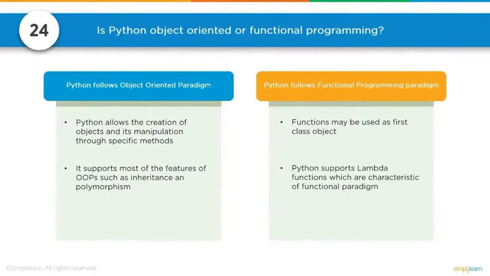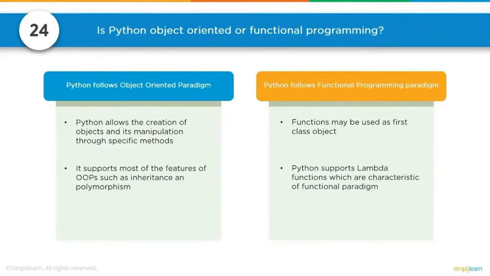Python allows the creation of objects and their manipulation through specific methods. It supports most of the features of OOP, which has inheritance and polymorphism. So you have an object and you can inherit all the traits of that object and then add new traits in or alter some of those traits. That's what object-oriented means.